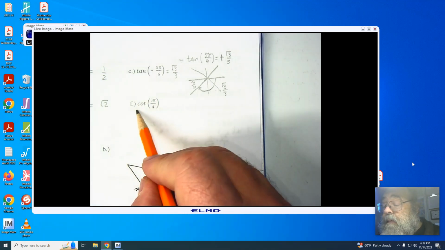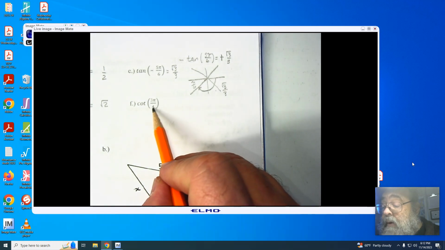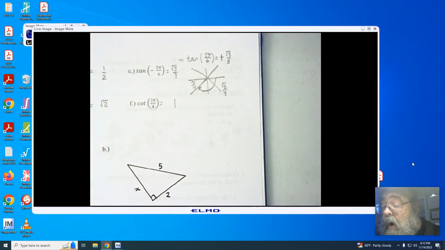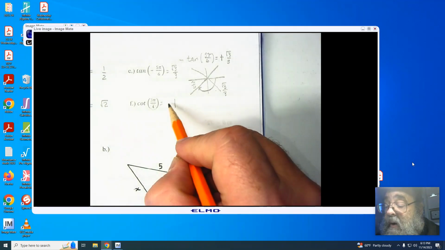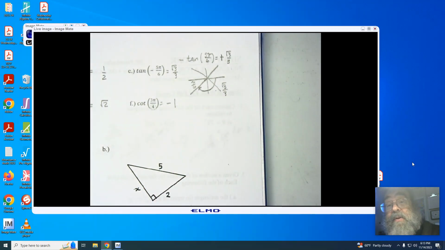Going to F. We're now looking at a cotangent in the second quadrant. Notice the pi over 4. We now know that our answer is either a positive or negative 1, and in the second quadrant, cotangent and tangent are both negative. My answer is negative 1.